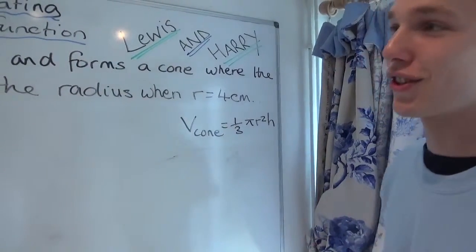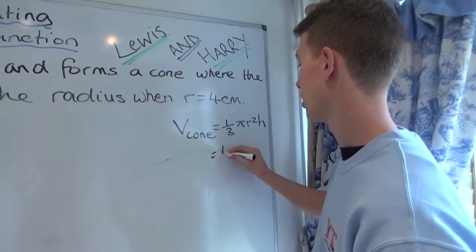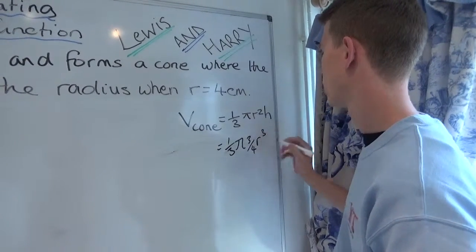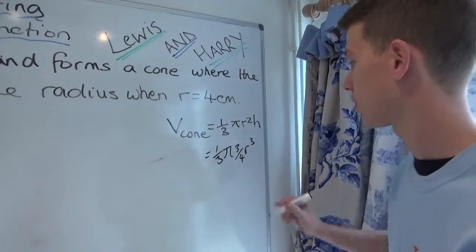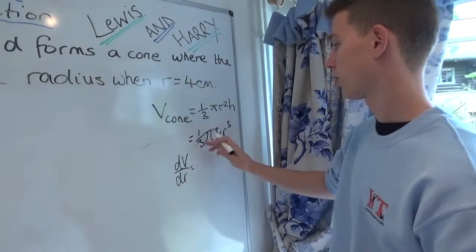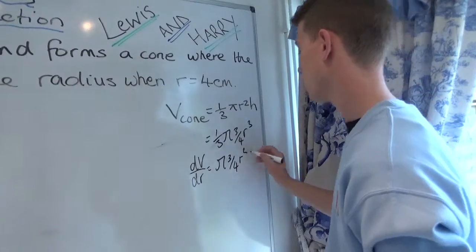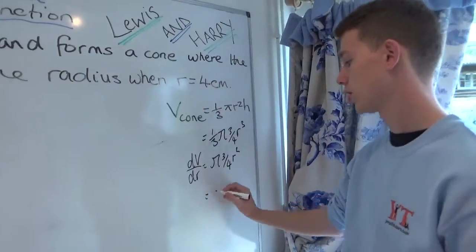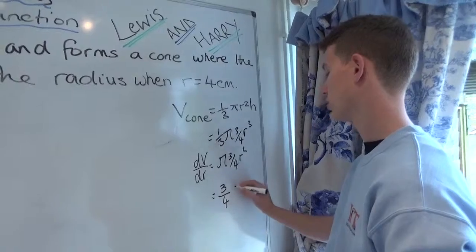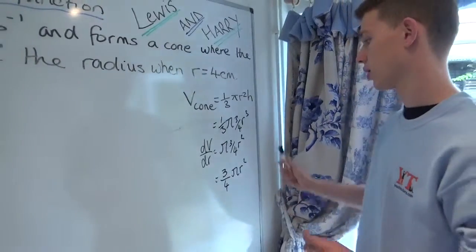In the question it gives us that the height is 3/4 of the radius. So if we plug that in we get a third pi times 3/4 r cubed. And then we want to differentiate that, so we're going to do dv/dr. It's going to be pi times 3/4 r squared. Be careful there, Harry. It looks like it could be 4r squared. If I write it out as 3/4 pi r squared, that's a bit easier to see, and it's the same thing.